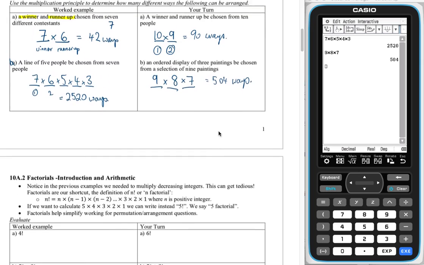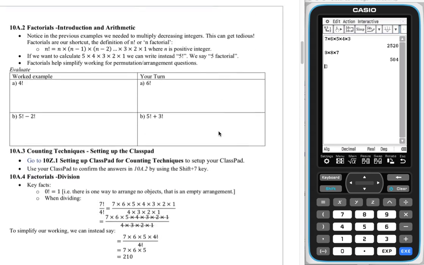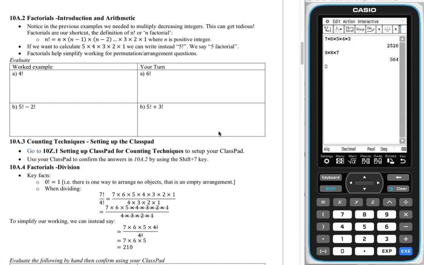What I mean by that is we had 9 times 8 times 7 and 7 times 6 times 5 times 4 times 3. Now this can get a little tedious, so we're actually going to learn, and you may already know this if you do Specialist, something called factorials. Factorials are a shortcut. It's a way of multiplying decreasing integers in an easier way.